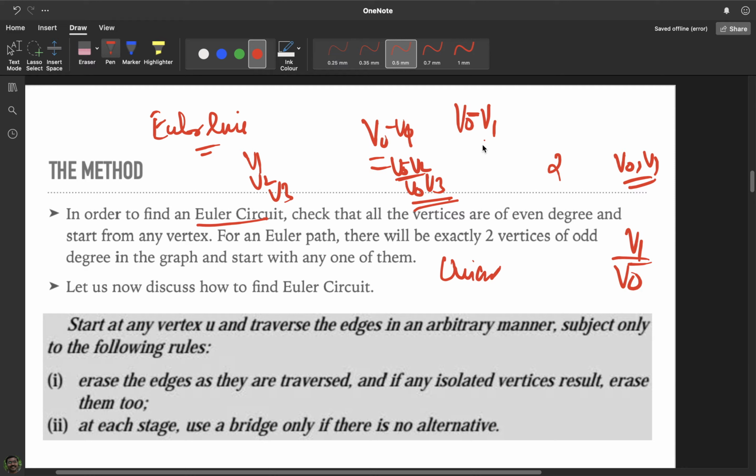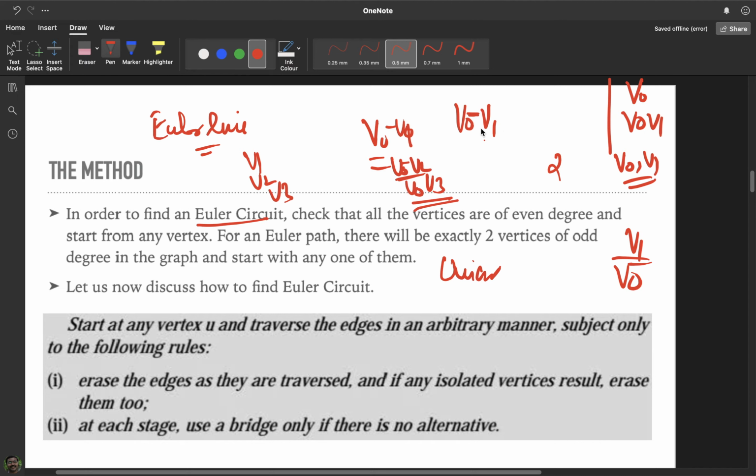Once you have chosen that edge, on the right hand side you will write down the Euler path. Suppose in the first step your Euler path is at V0, and the next one is V0, V1. So you will keep track of the edges there and delete those edges from the graph so that these edges are not repeated in our traversal of the graph.